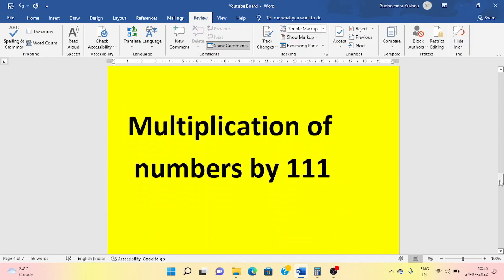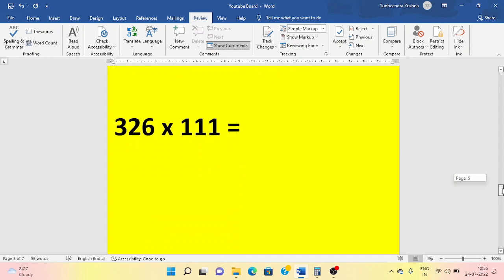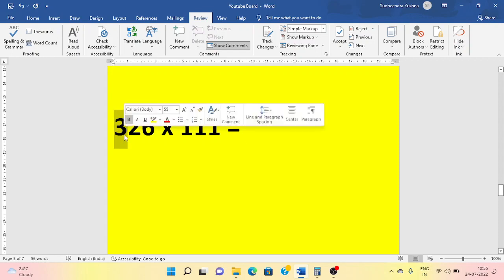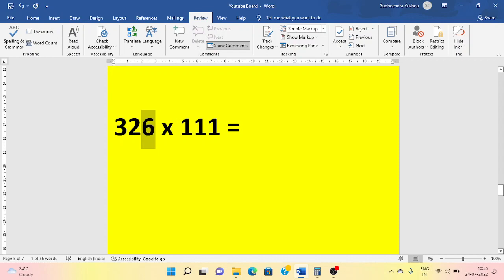So we have seen multiplication of numbers by 11. Now let us see how to multiply numbers with 111. The procedure is almost the same, a slight difference is there. So let us see the procedure. Let us take a simple example, 326 into 111. On the left side of 326 I have the digit 3 and on the right side I have the digit 6. So put these 2 digits as it is.